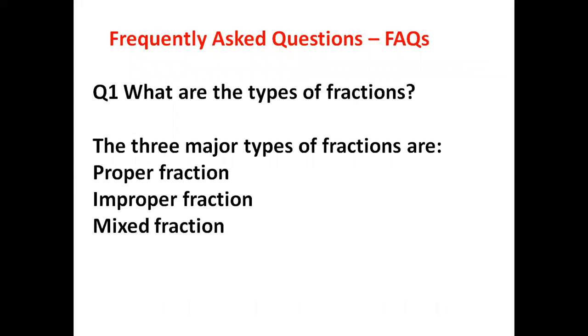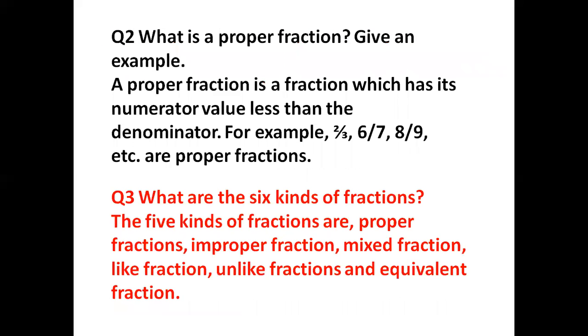So let's start with frequently asked questions from the chapter fractions. What are the types of fractions? The three major types of fractions are proper fraction, improper fraction and mixed fraction. What is a proper fraction? Can you give any example? Yes. A proper fraction is a fraction which has its numerator value less than the denominator. For example, 2 by 3, 6 by 7, 8 by 9 are proper fractions.